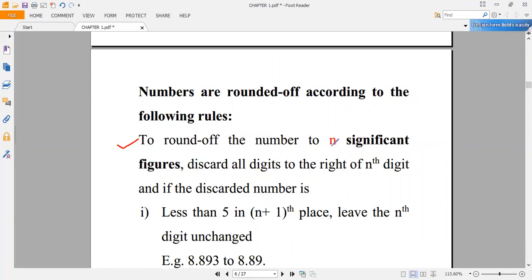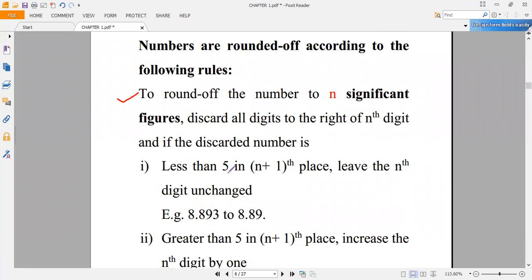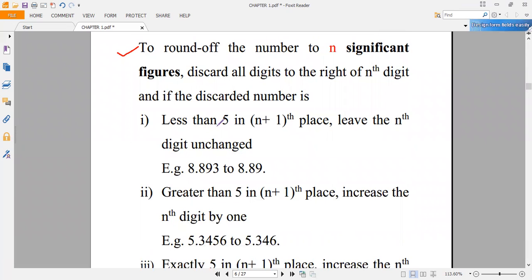To round off a number to n significant figures, discard all digits to the right of the nth place. In the first case, when the discarded number is less than 5 in the (n+1)th place, leave the nth digit unchanged. For instance, when you want to round off 8.893 to 3 significant figures, it is 8.89, because 3 is the third place, and the digit after it is less than 5.